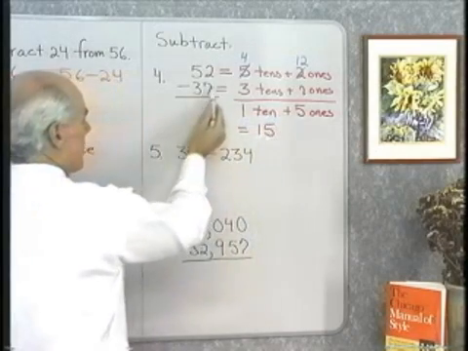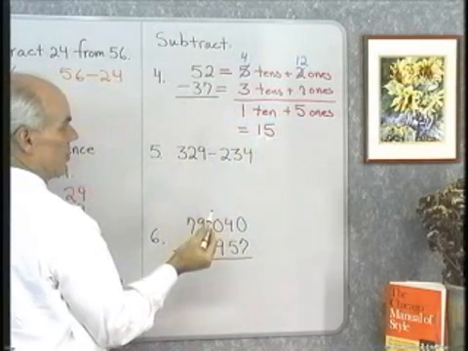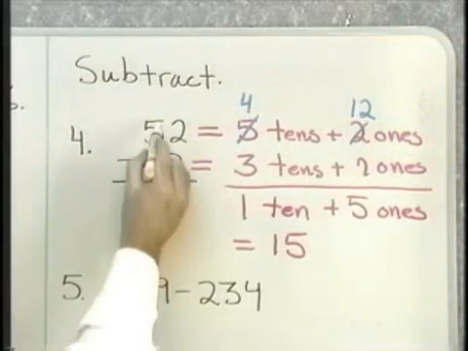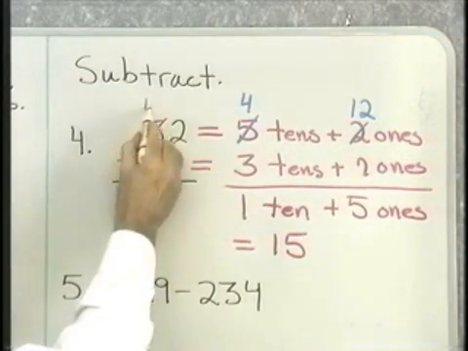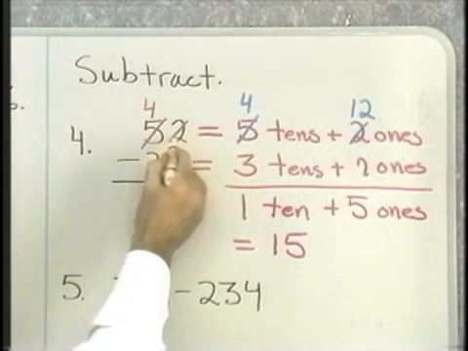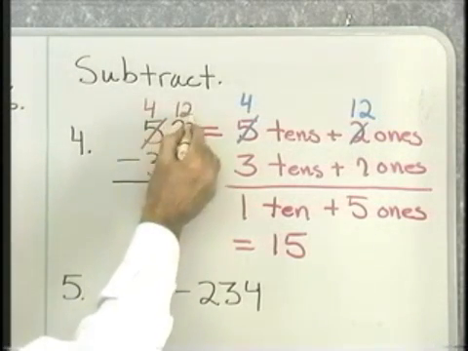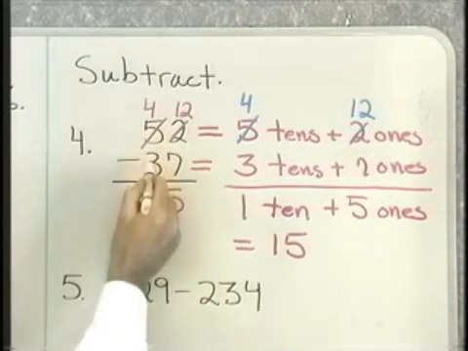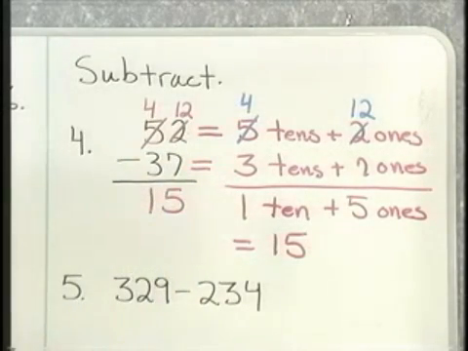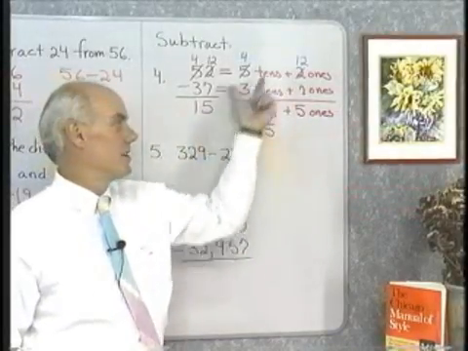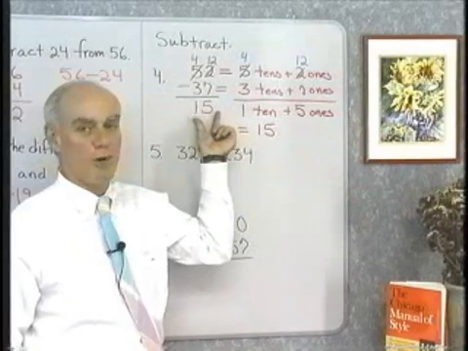So let me go back over to my original problem and see if I can do this in a shorthand form. 2 subtract 7 won't work. I go over to the tens column, I borrow a 10. So instead of 5 tens, I have 4 tens. Add that to the 2 ones I already have, that's 12 ones. 12 subtract 7 is 5, and now 4 subtract 3 is 1. So this is a shorthand version for all of this work over here. This is the explanation for why we do borrowing the way we do.